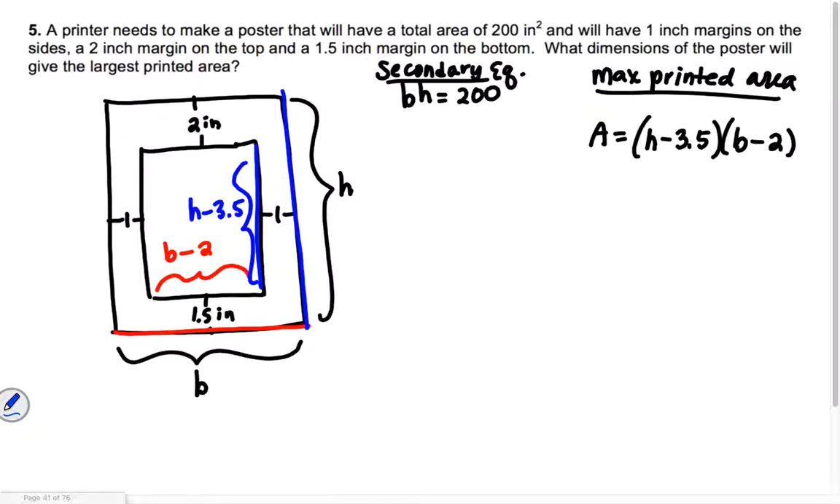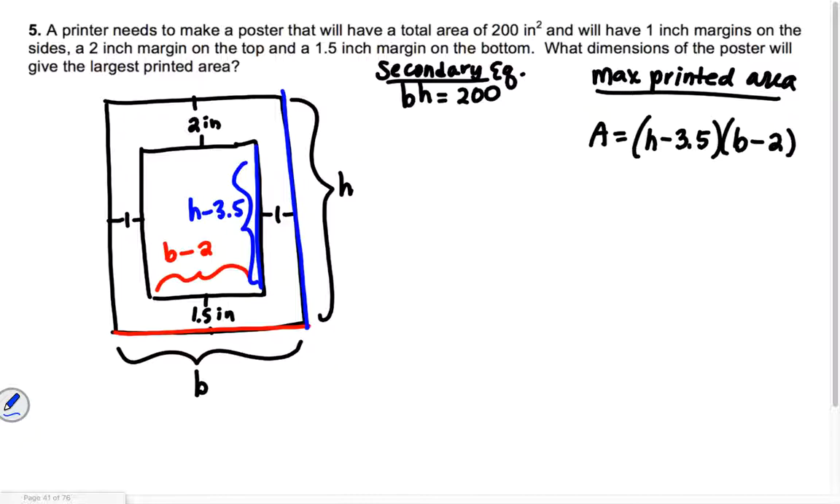Okay, so we need to solve for either b or h. It doesn't matter. Yeah, Meredith. 3.5 because there's a 2 along the top and a 1.5 on the bottom. So you're taking out, so this whole thing, you take out 2, so cut this part out and cut this part out, and you have 2 and 1.5, so a total of 3.5.